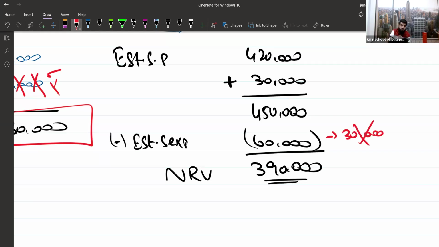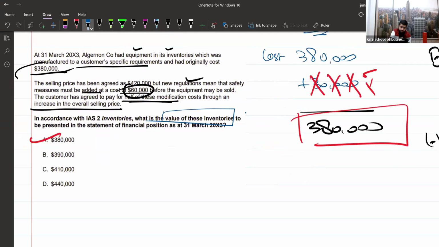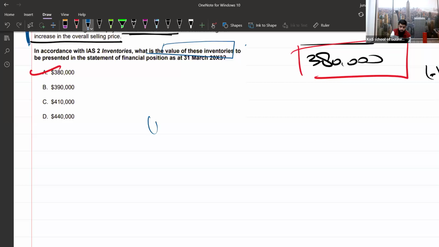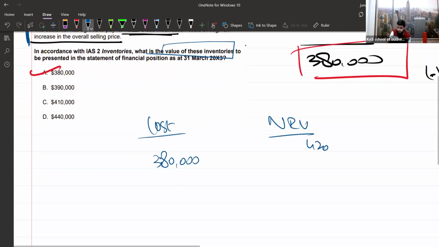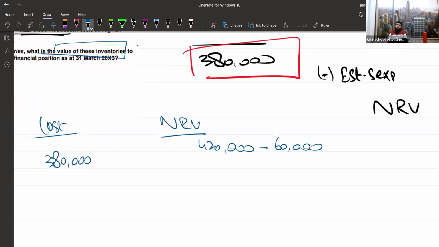Let's assume the customer was not willing to bear the expense, and the last two lines were not part of your question. What would you have done? The cost was 3,80,000, and to calculate the NRV, the estimated selling price was 4,20,000. And obviously, you would have deducted the whole 60,000 as an estimated selling expense.